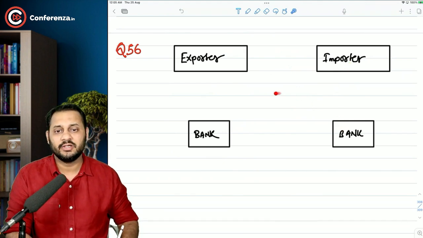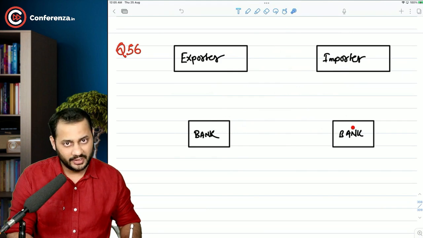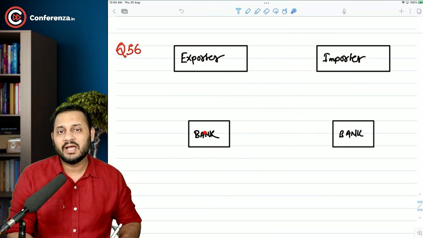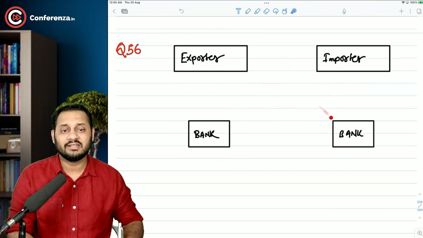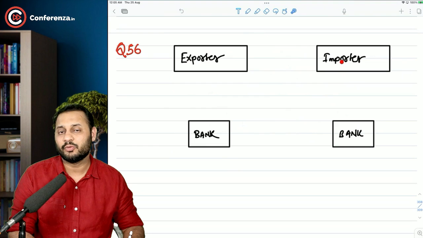These documents will be transferred to this bank. This bank will be called the confirming bank. This bank will be called the issuing bank. So the confirming bank will confirm to the exporter that we have received the letter of credit. What does that mean? It means that this bank is giving a guarantee on behalf of this importer.